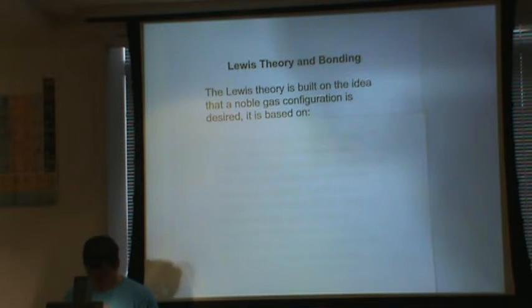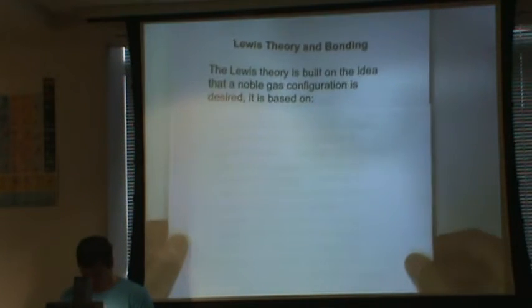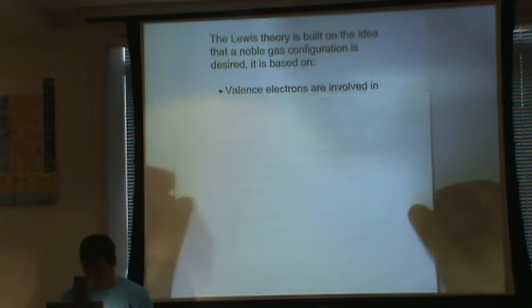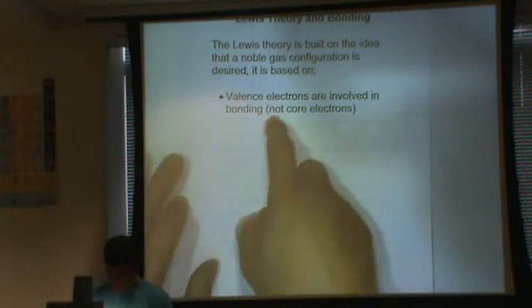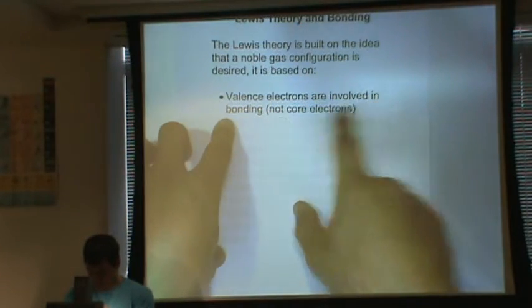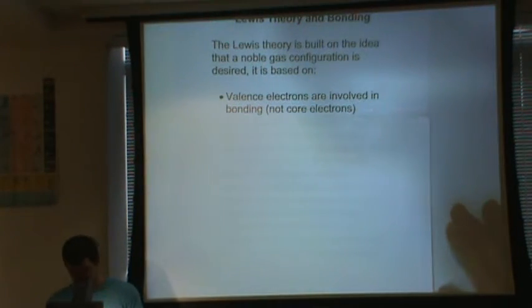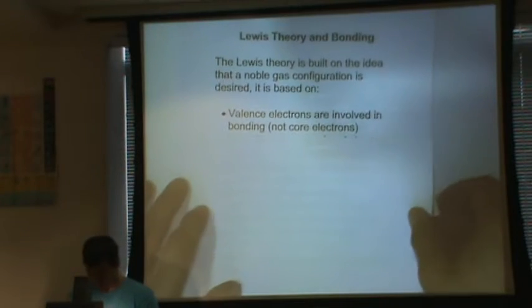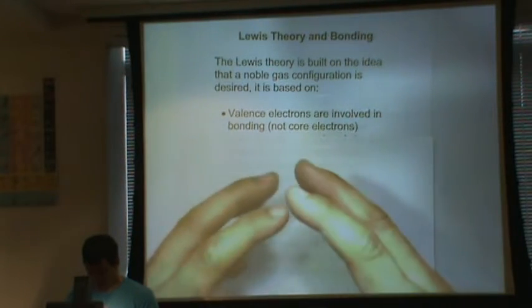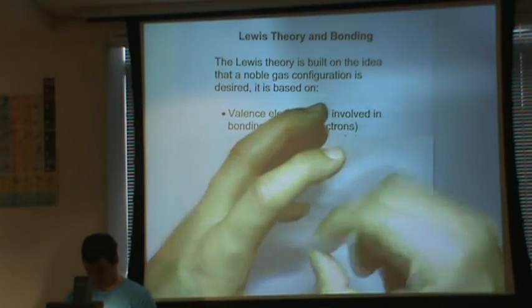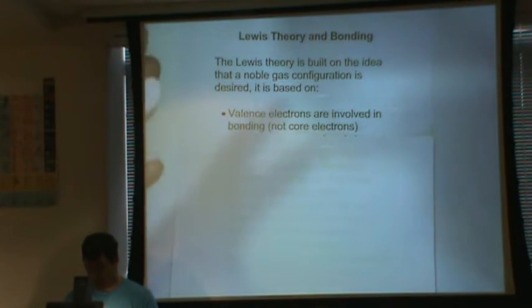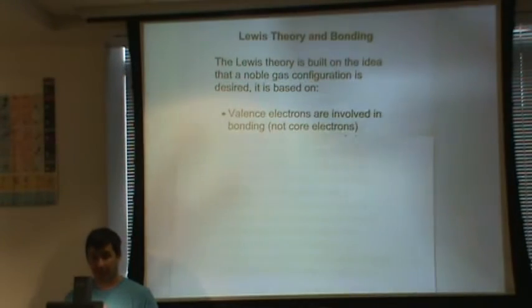Lewis theory is built on the idea that a noble gas configuration is desired. It is based on the following statements. When bonding, valence electrons are involved in bonding, not core electrons. So you remember from the previous class, not the review class, but the class before that, we talked about how the core electrons are nearest to the nucleus, and the valence shell is the outermost subshell. That valence shell is what does all the bonding, not the core electrons, only the valence shell.